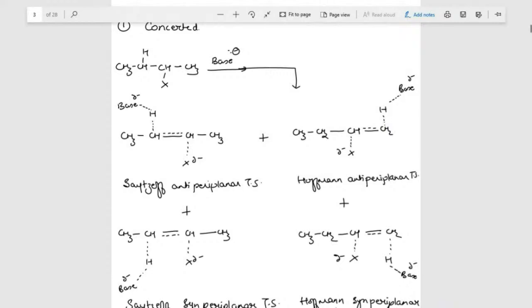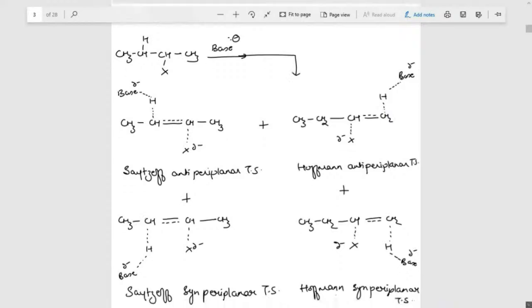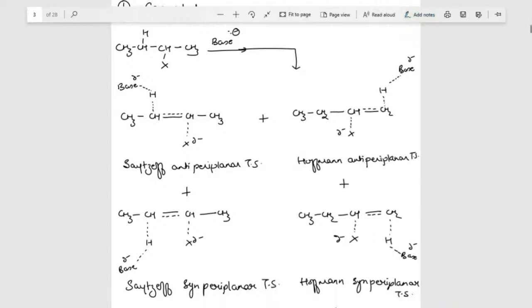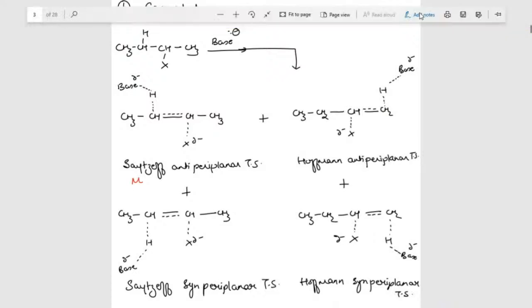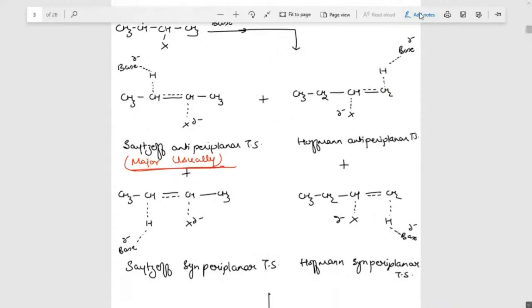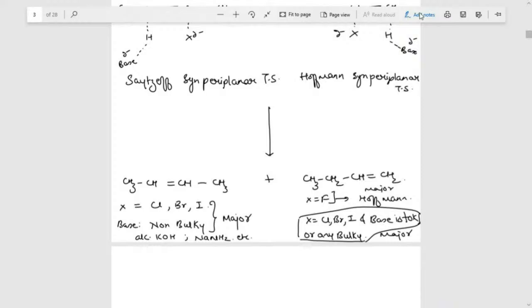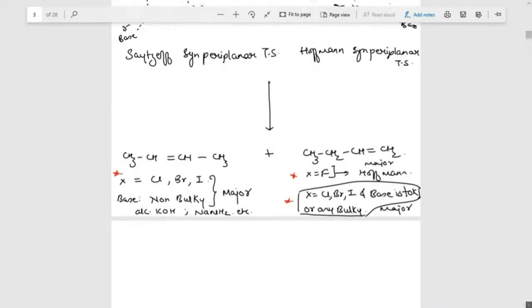as it is having the farthest possible distance between the delta negative centers in the transition state. In syn-periplanar, they are relatively closer. Okay, so why is this anti-periplanar and Zaitsev usually major? This is major usually. This is the preferred. And when others will come, we have seen slightly here. Please take this as an important note that these are when Hoffman products are formed.